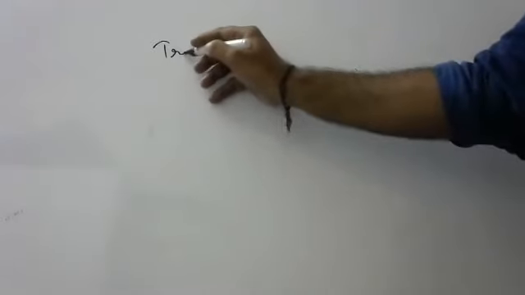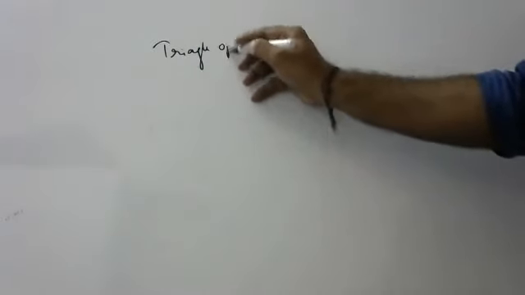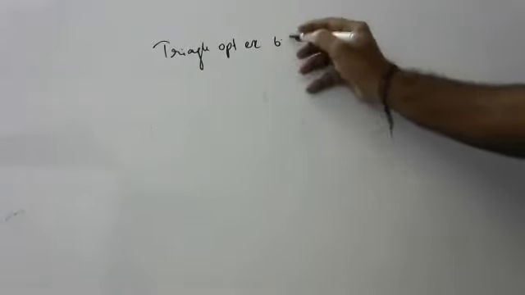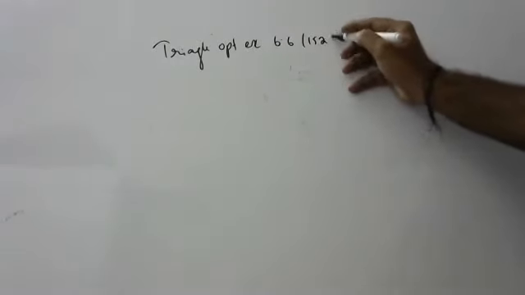Yeah, children. So today in triangles, we discuss the optional exercise. Triangles, optional exercise 6.6, page number 152, 10 series. First, children, the first one is given like this.